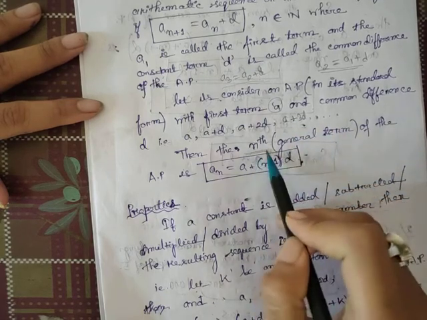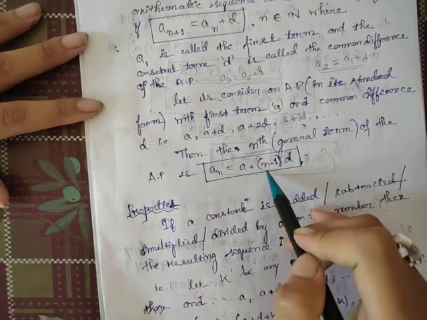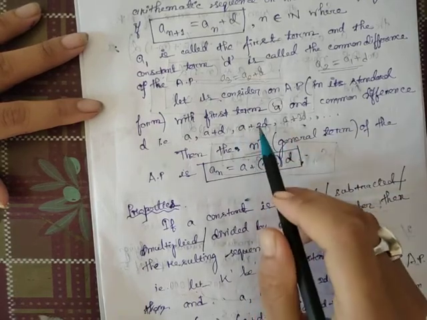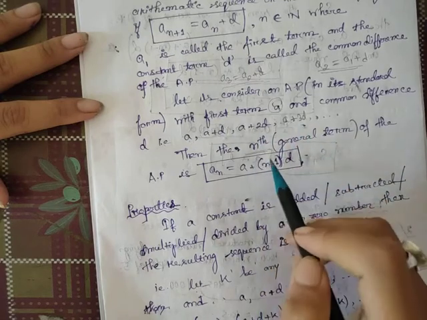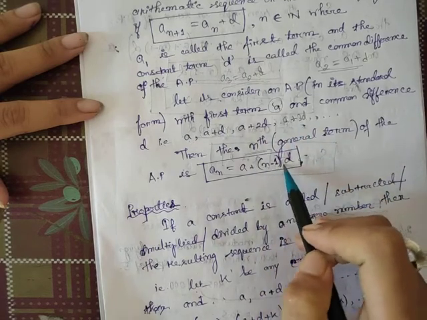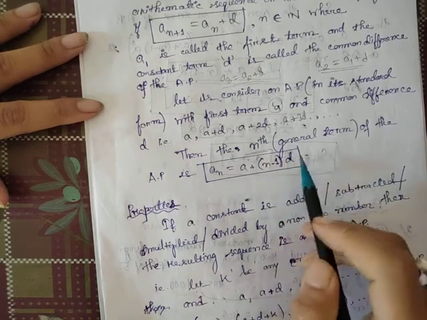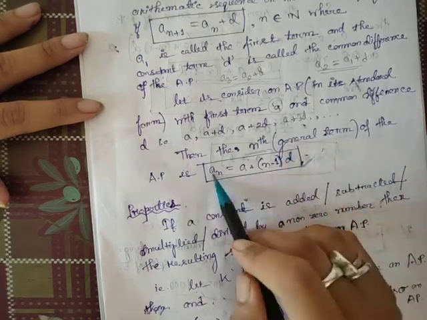So what will be your nth term? It will be n minus 1. A will remain as it is, and for the third term it is 2, for the fourth term 3, so for the nth term what will it be? N minus 1 d. So the nth term will be a plus n minus 1 d. This is our general term or an term.